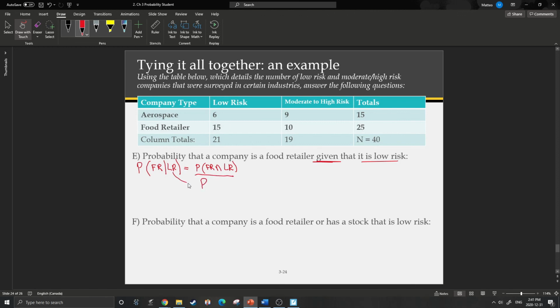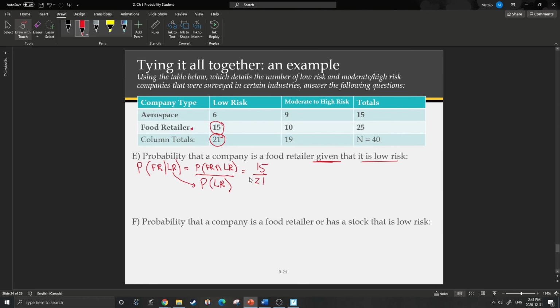What goes in the bottom is whatever is here, right? So probability of low risk. So food retailer and low risk would be 15 divided by, what's the probability that it's a low risk company? Well, that reduces the pool of companies to 21. So while it's a quick question, the concepts behind it are pretty tricky.